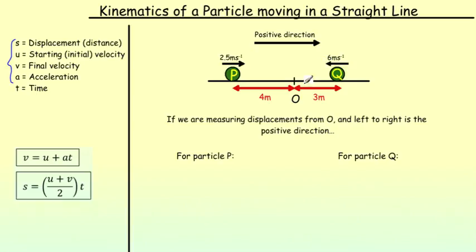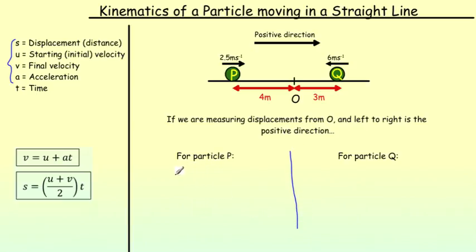So if we have a particle here, P, moving with a velocity of 2.5 meters per second from left to right, and another particle over here moving towards it with a velocity of 6 meters per second in the direction right to left, we're going to have to take one direction as positive. I'm deciding to take the positive direction from left to right.